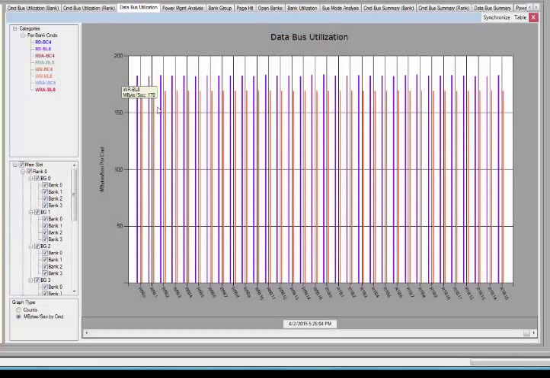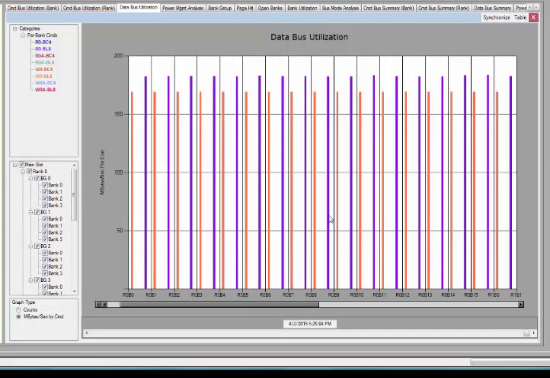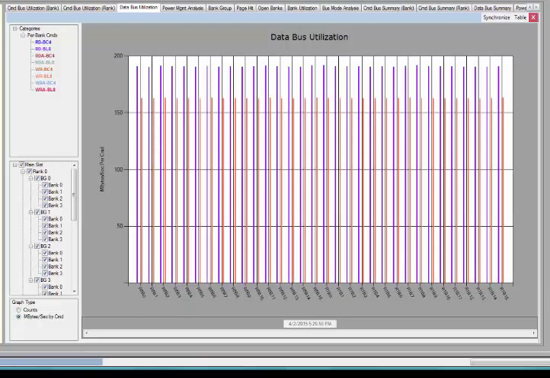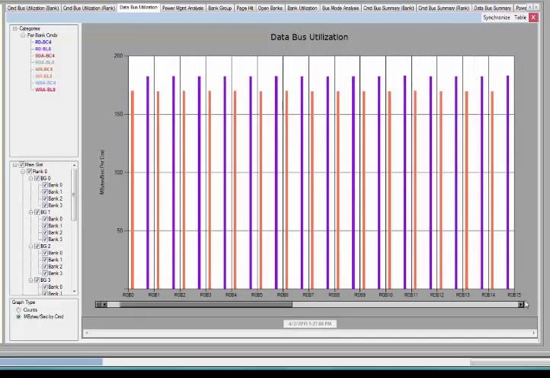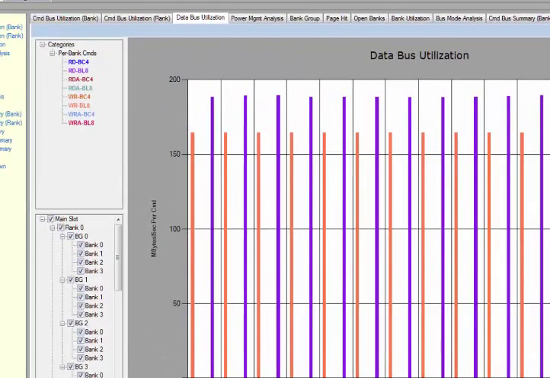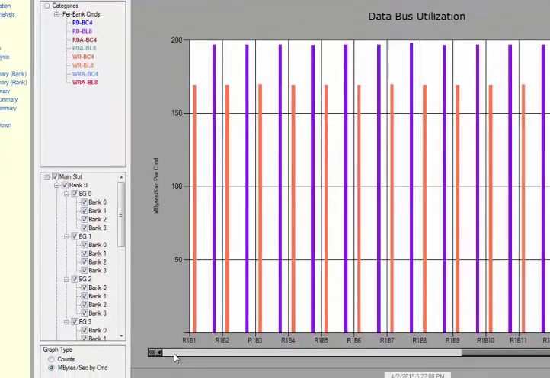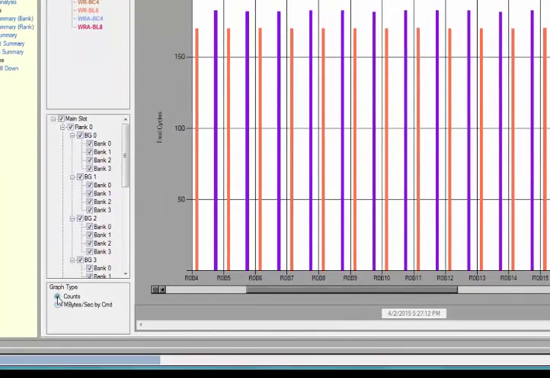For our next mode, Data Bus Utilization, the user is able to view bandwidth analysis, a key component in analyzing memory performance. This mode shows the contributions by rank and bank and allows for the user to select any of the 9 DDR4 commands for Data Bus Utilization. Results are displayed in raw counts or megabytes per second, and the user is again able to select individual banks or bank groups as desired.